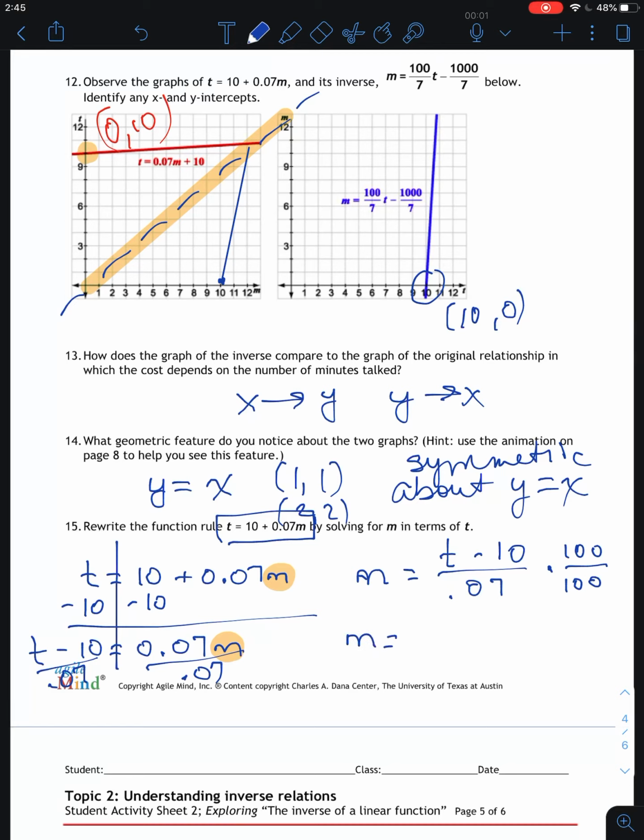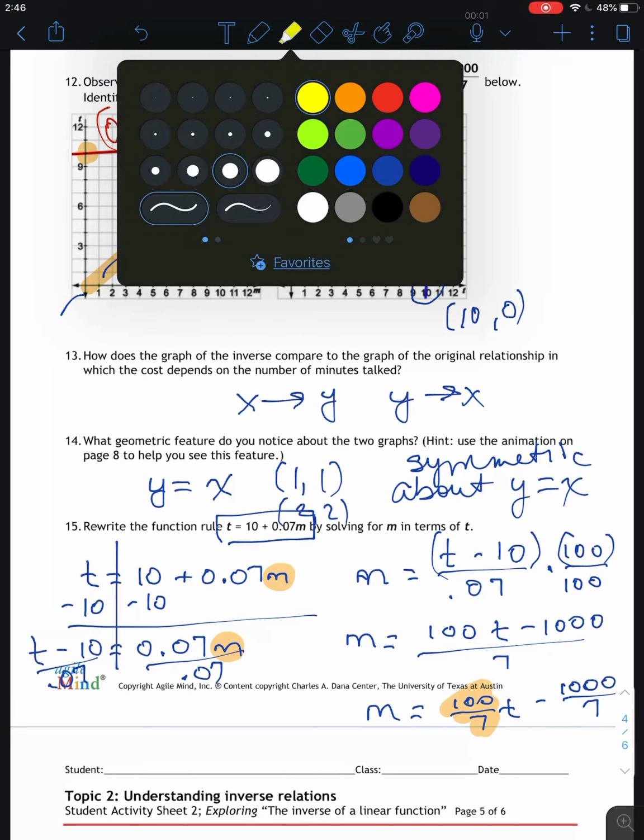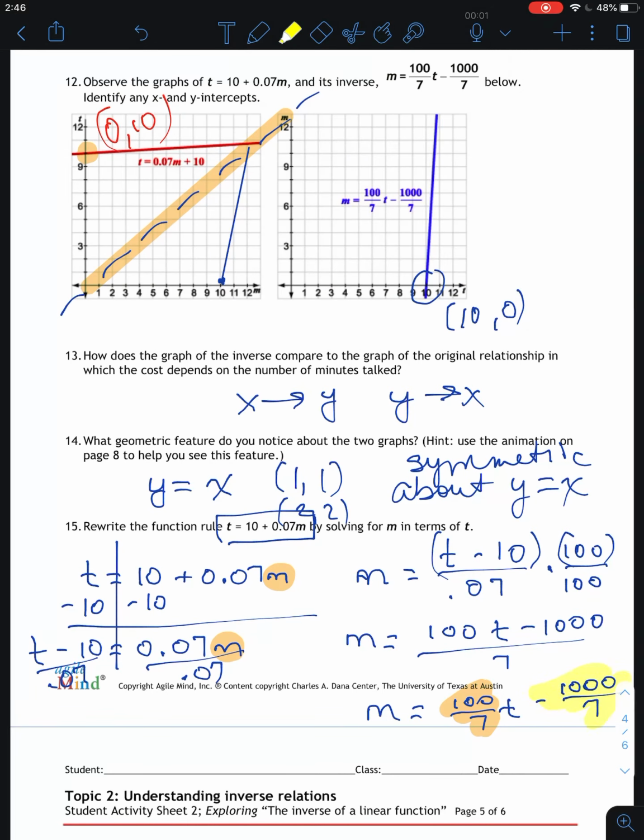So then I end up with 100t minus 1,000 over 7. And then one more step, m equals 100 over 7t minus 1,000 over 7. And again, we have our slope of 100 over 7, and we have our y-intercept of negative 1,000 over 7.